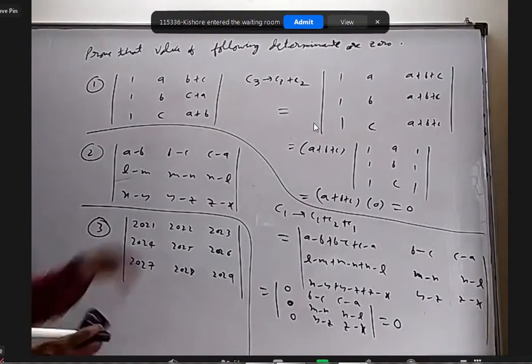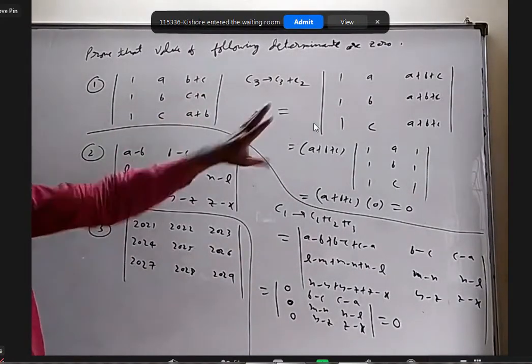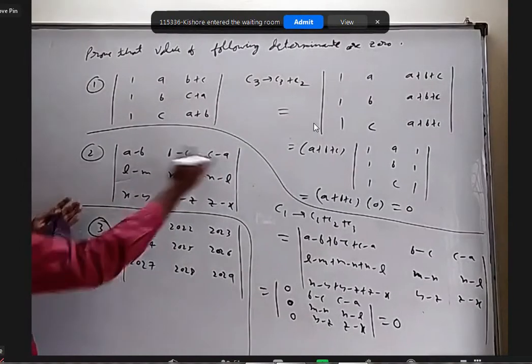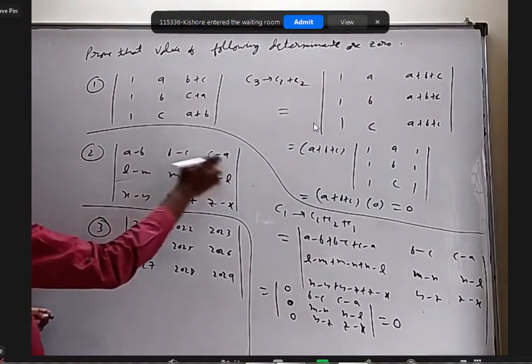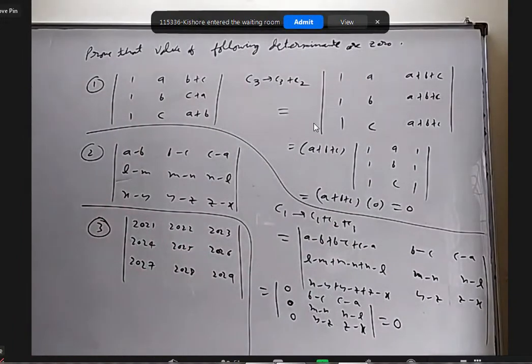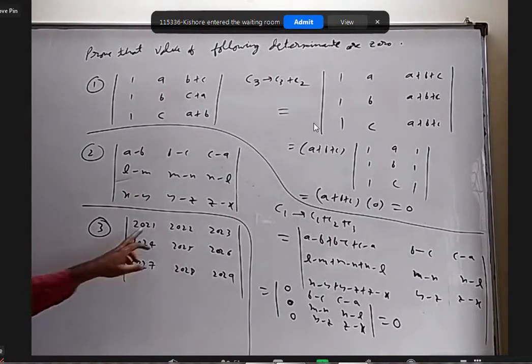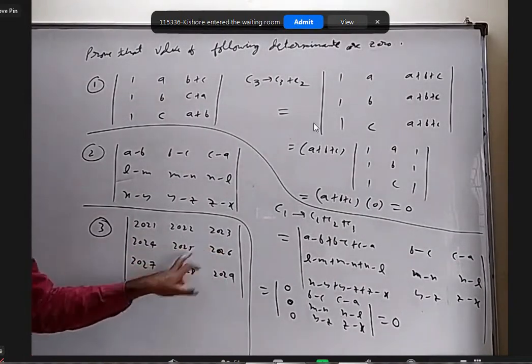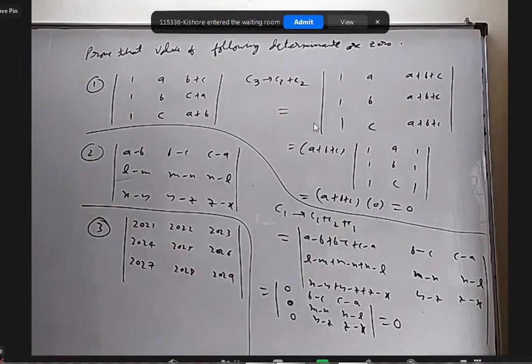So here I added third column to second, that is done anyway. You have to get an idea just by looking. When I add this plus this plus this, I'll get 0. So column 1 becomes column 1 plus column 2 plus column 3. These are just numbers I wrote in order: 2021, 2022, 23, 24, 25, 26, 27, 28, 29.